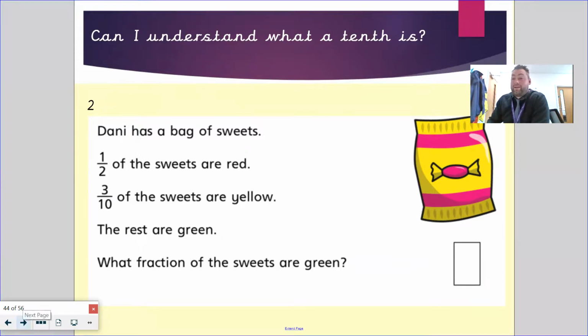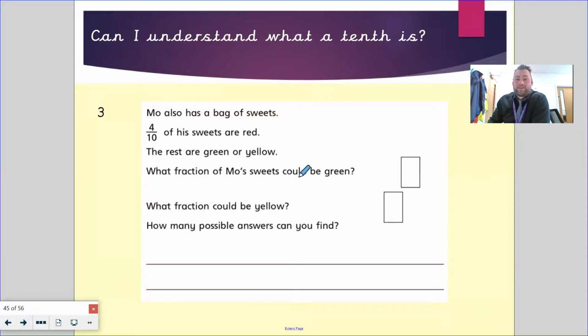And if you really want to push yourself, try this one out for size. Mo also has a bag of sweets. 4/10 of his sweets are red. The rest are green or yellow. What fraction of Mo's sweets could be green and what fraction could be yellow? And how many possible answers have you found?